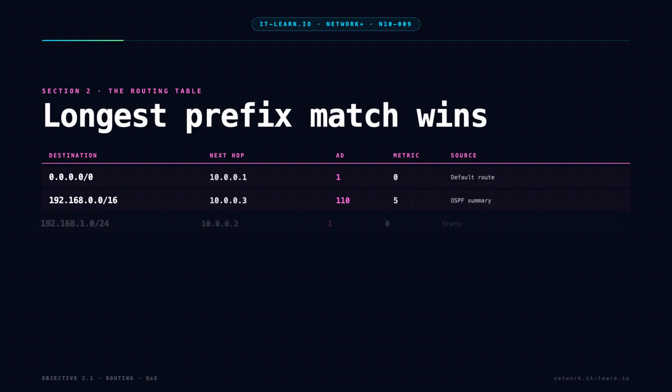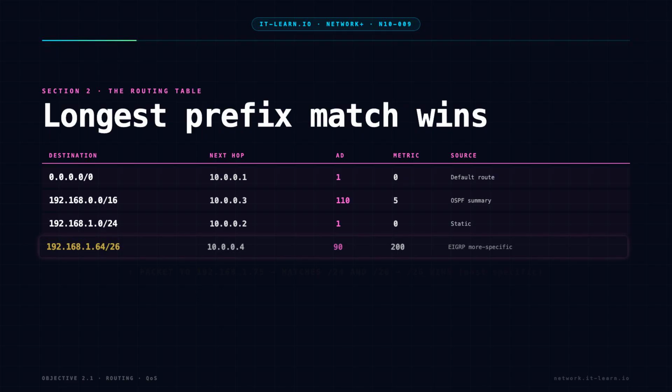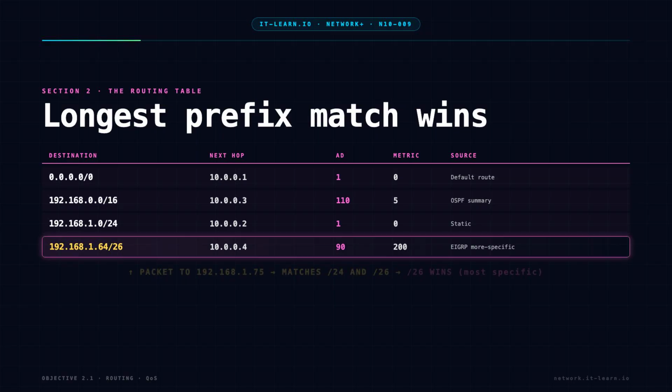A route to 192.168.1.0/24 will be preferred over a route to 192.168.0.0/16 because the /24 is more specific. Routes can enter the routing table in two main ways: static routing and dynamic routing. Static routing is when an administrator manually configures routes on the router. The administrator specifies the destination network and the next hop. Static routes are simple, predictable, and consume very little CPU or memory. They work well in small networks or for very specific paths.